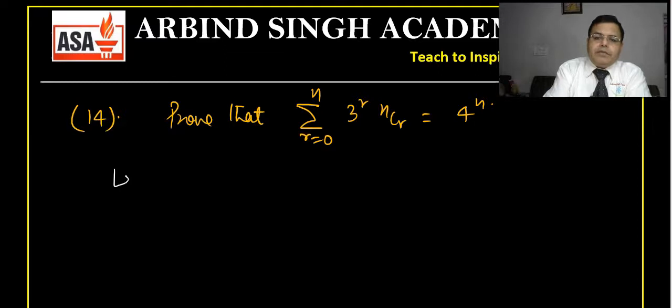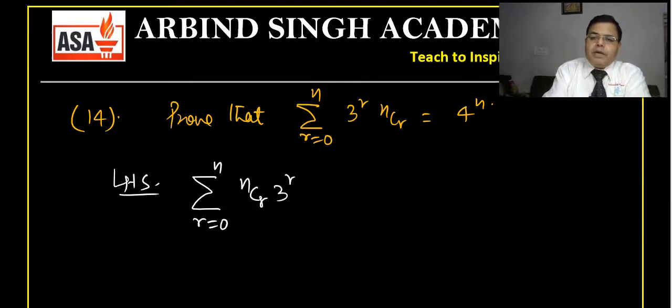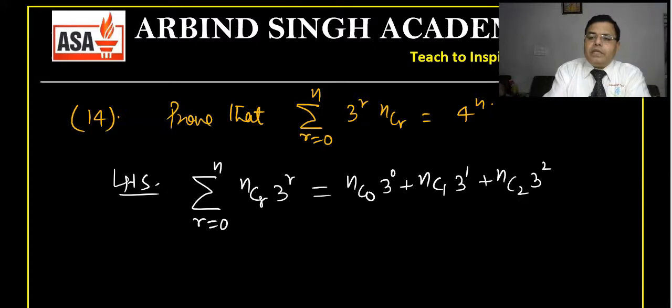So LHS of this can be written as the sum from r equal to 0 to n of nCr 3 to the power r. If I put the value of r from 0 to n, you will get nC0 3 to the power 0 plus nC1 3 to the power 1 plus nC2 3 to the power 2 plus nC3 3 to the power 3, till nCn 3 to the power n.